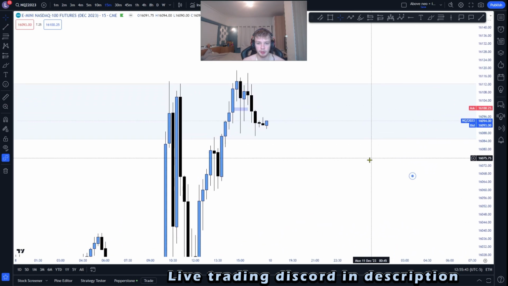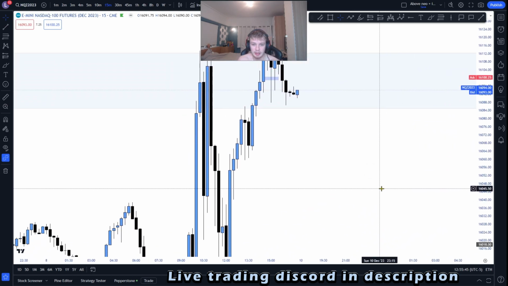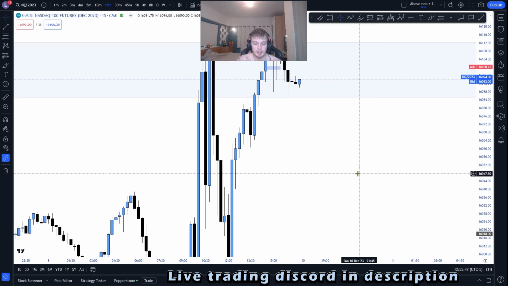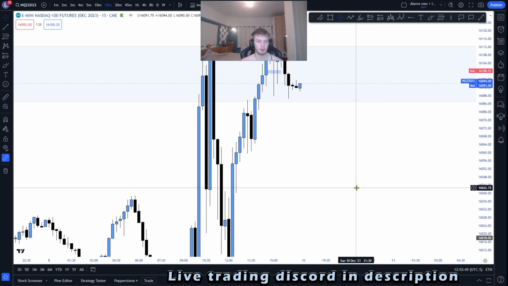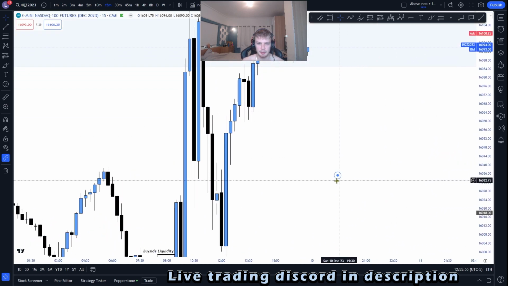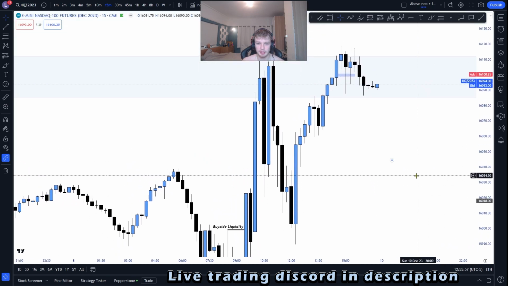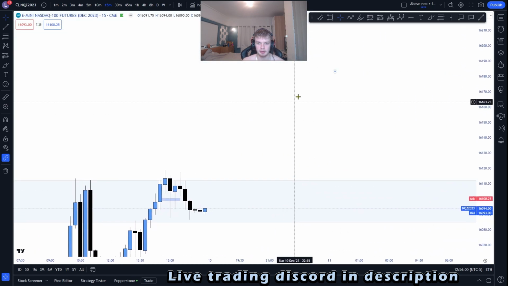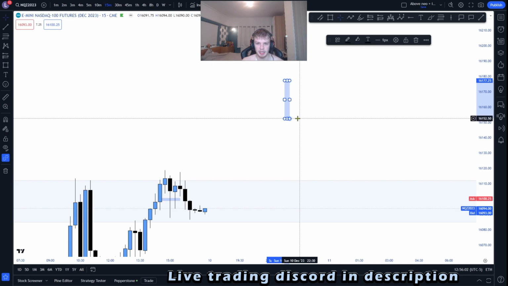Now, if you don't know what a fair value gap is, all it is is an imbalance in the market where price leaves behind orders that need to get filled in the future. So once we create a fair value gap, then the fair value gap will most likely be filled in the future. So how do you spot a fair value gap?